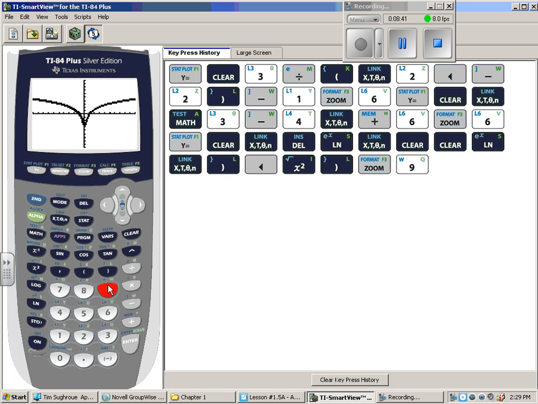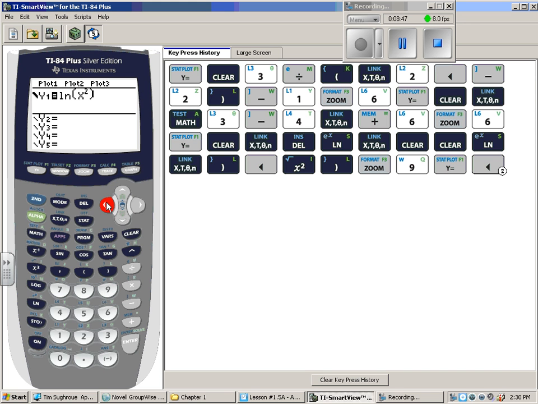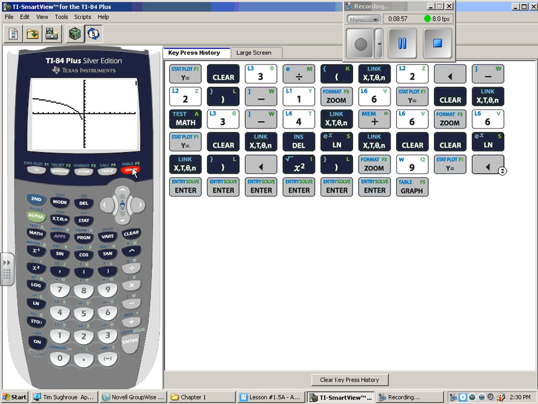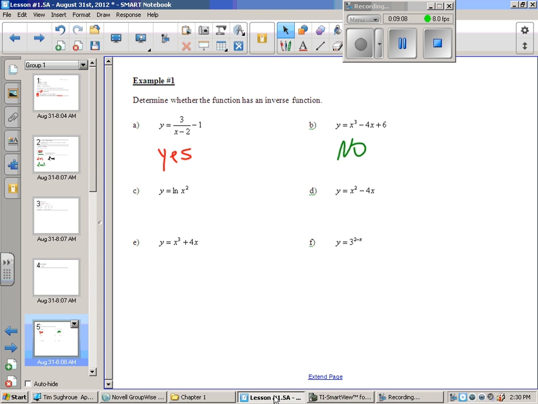We do get a vertical asymptote right here. You can see it a bit better if we don't thicken this. If I go back, just regular graph here. You can hit graph. It's not quite as thick. You can see that it goes down more. But it is a vertical asymptote at x equals 0. It does not pass the horizontal line test, however. It is not one-to-one. So this is no.